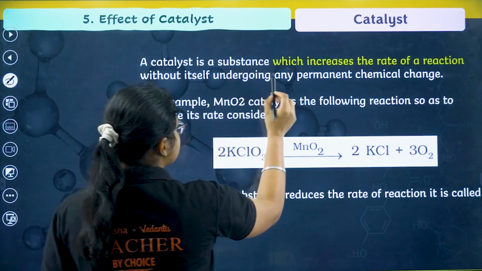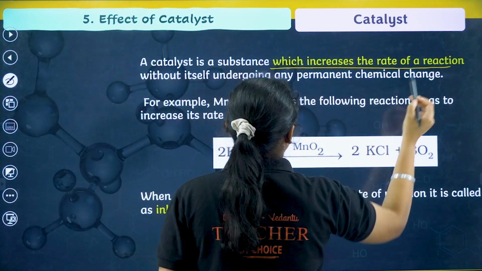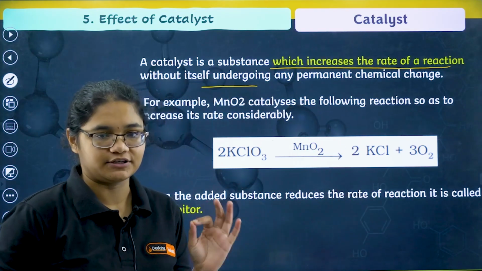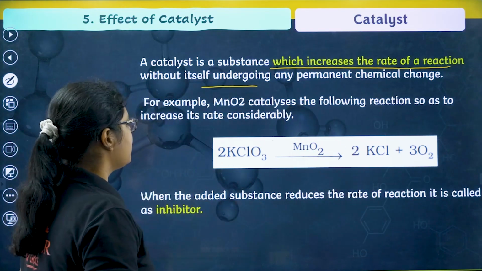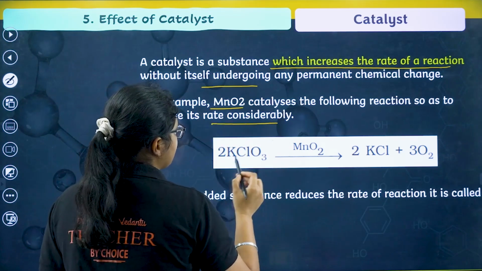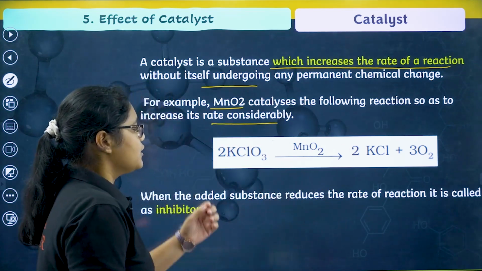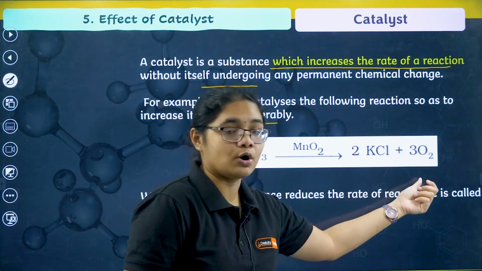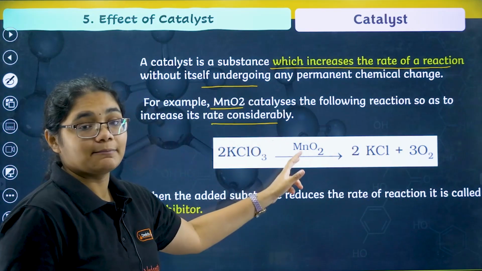A catalyst is a substance which increases the rate of the reaction without itself undergoing any permanent chemical change, as I have explained. Now an example: MnO2 acts as a catalyst to increase the rate of this particular reaction, where potassium chlorate is decomposed to potassium chloride and oxygen in the presence of MnO2.